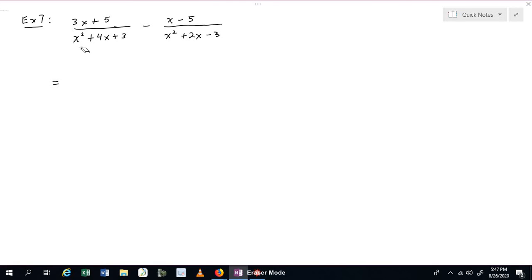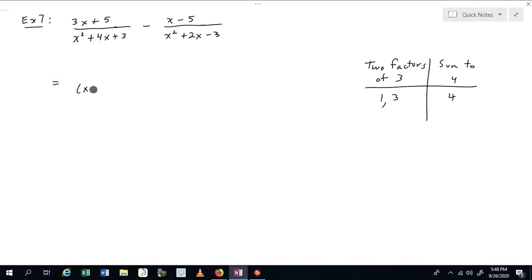Okay, so let's factor this trinomial. First thing is to pull out the greatest common factor, which is 1. And so there's nothing to pull out. And then this is a trinomial, and it's actually one of the easy trinomials because the leading coefficient is 1. And so we just need to look at two factors of 3 that add up to the middle term. Which happens to be 4. Okay, so 1 and 3 are factors, and then that adds up to 4, so that's what we need. So it's going to factor into x plus 1, x plus 3.